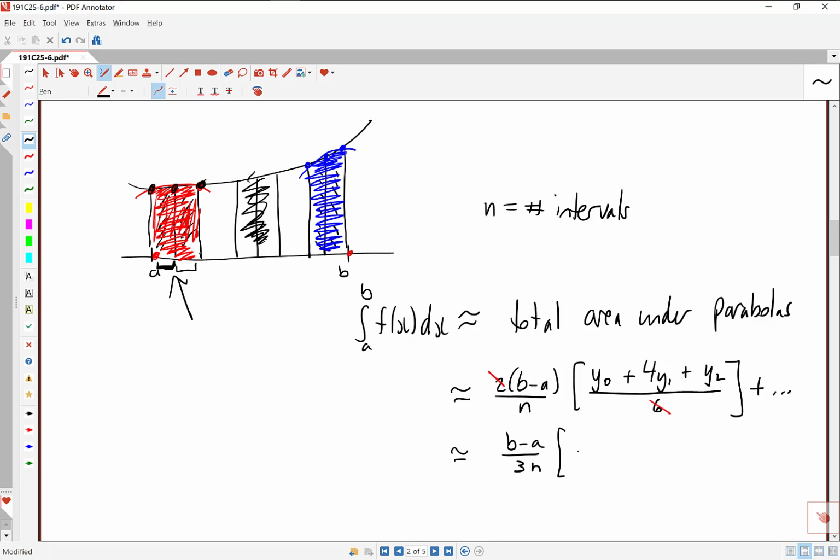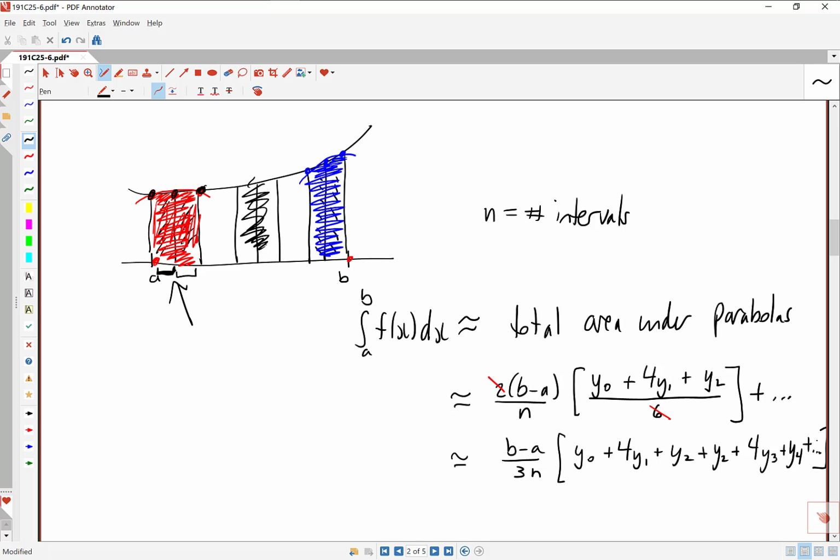And then if we look at the pattern of the coefficients, you're going to have y0 plus 4y1 plus y2 coming from the first parabola, but then from the second parabola, you're going to have y2 plus 4y3 plus y4, etc. as we work our way across the different parabolas in that picture. And so now we can start to see where the coefficients are going to come from because that y2 is being used as the right endpoint of the first parabola, but also the left endpoint of the second parabola. So those are going to double up. And that explains where this coefficient pattern of 1 on the outside and then 4, 2, 4, 2, 4, etc.